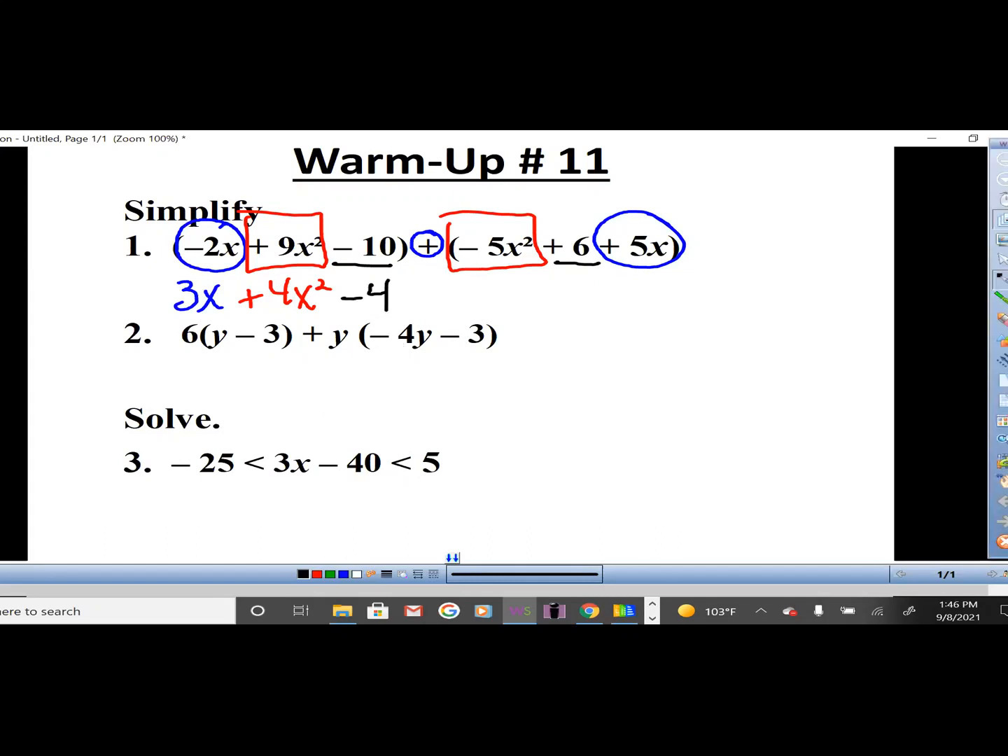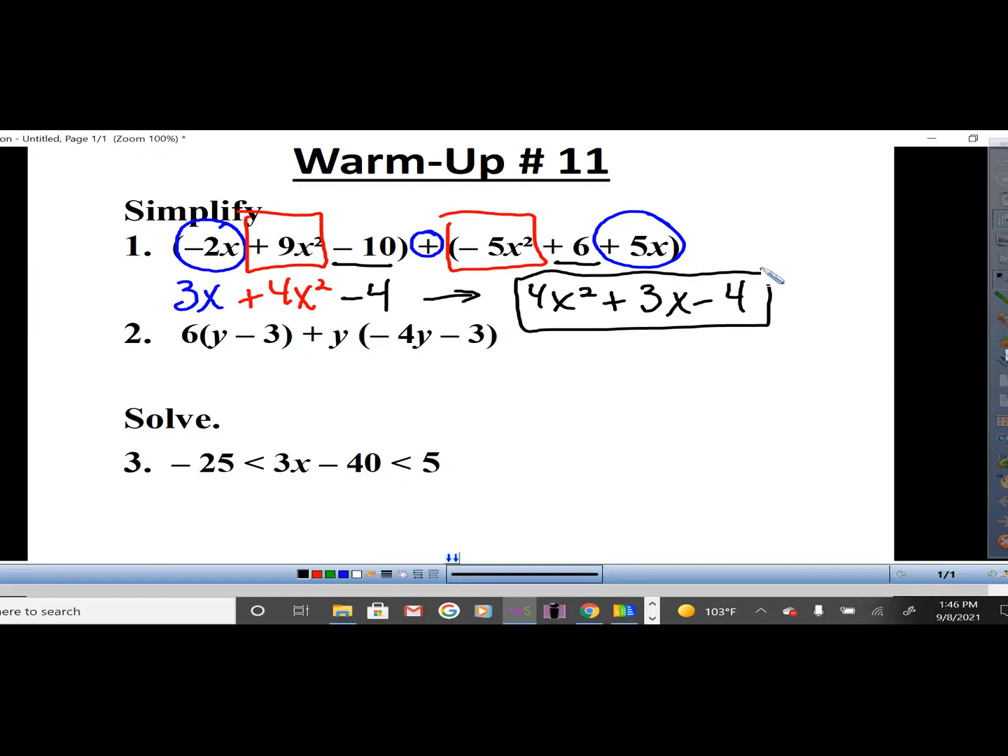Are we done? No, it has to be in what? Standard form. So that means I need to rewrite this. I start with 4x squared plus 3x minus 4. Hands if you got that.